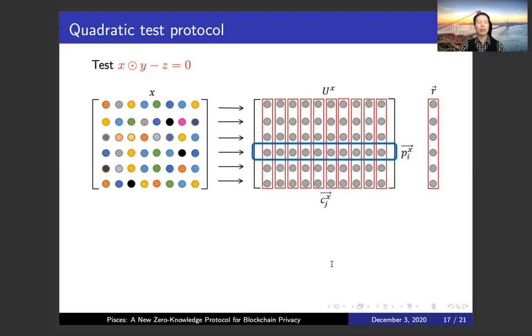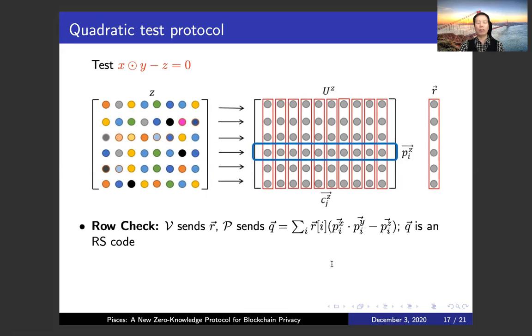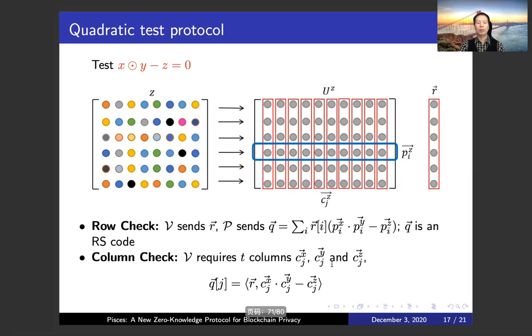Also, we write x in matrix form, then interpolate each row as an RS codeword. In the same way, we can do this for y and z. So for the row check, the method is to send the challenge vector r. The prover computes q, which is an RS codeword, and sends it to the verifier. The verifier also needs to query some columns to check this inner product.